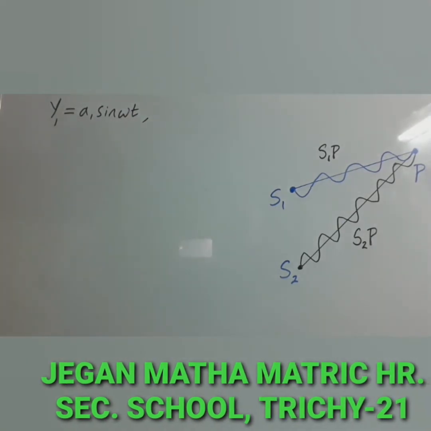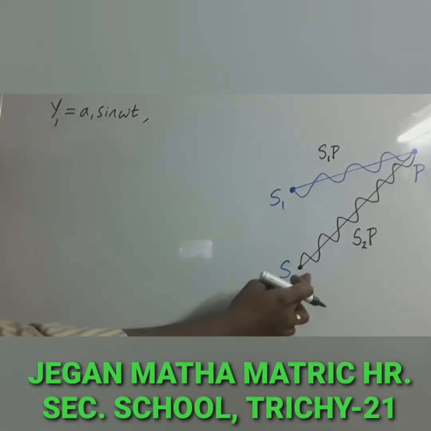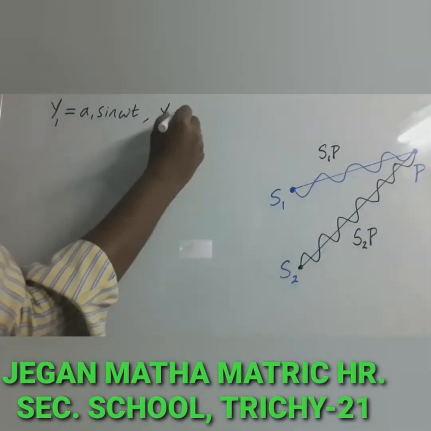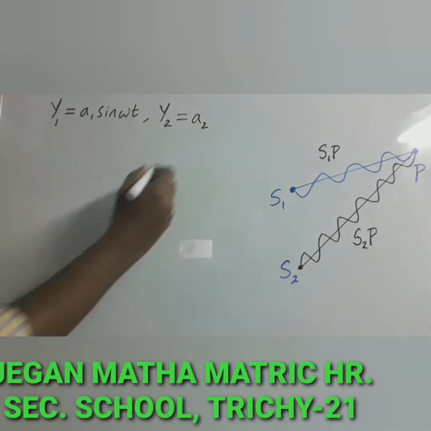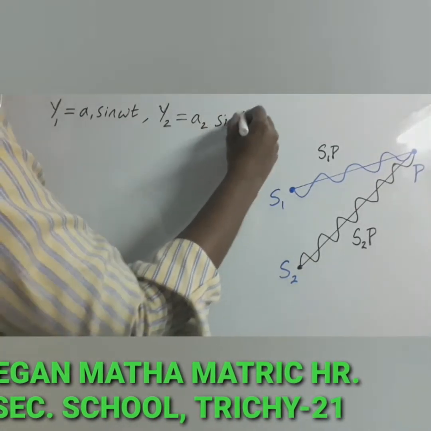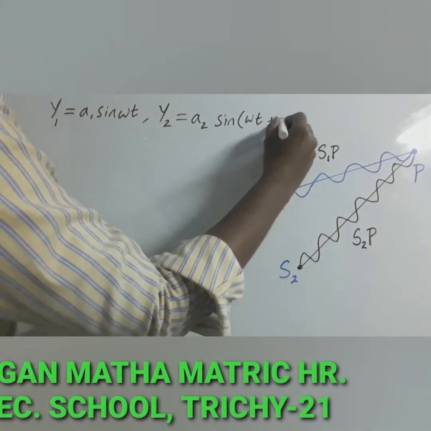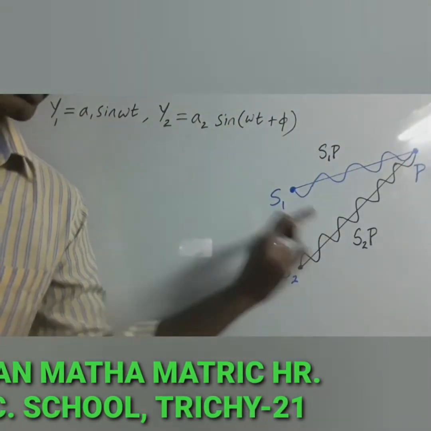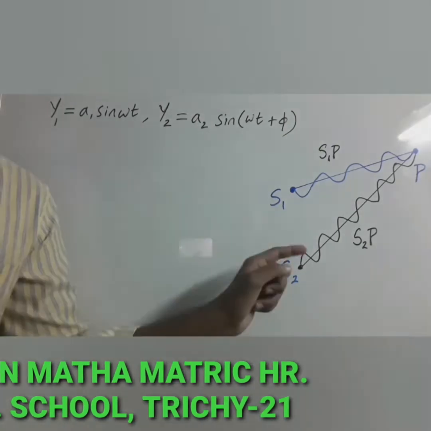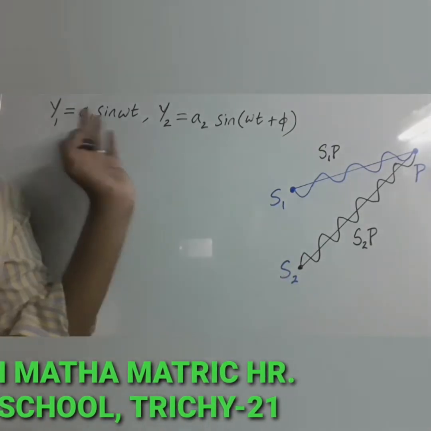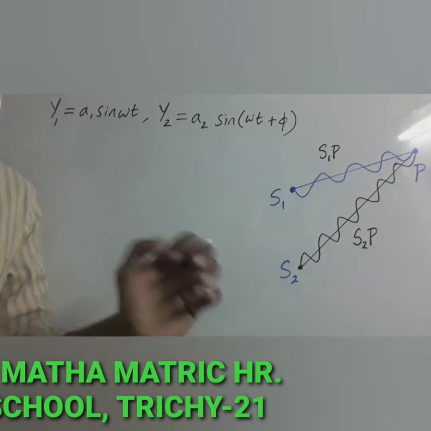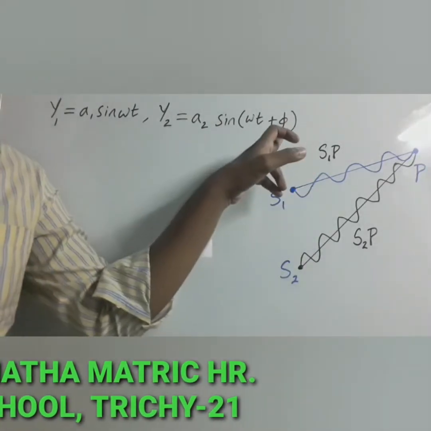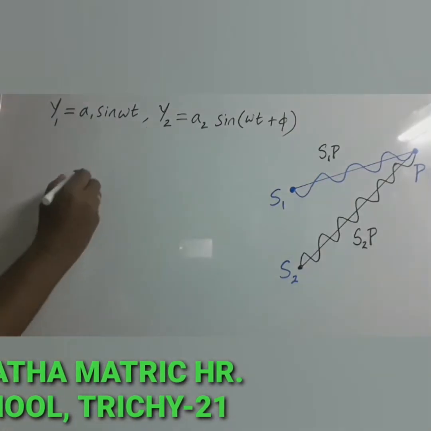Likewise, the wave from S2 at an instant t at point P is given by y2 equal to a2 sin (omega t plus phi). In this expression, a2 is the amplitude of the second wave. The two waves have different amplitudes a1 and a2, but they have the same angular frequency omega. Here there is a phase difference of phi between them. Actually, what do you mean by phase difference?